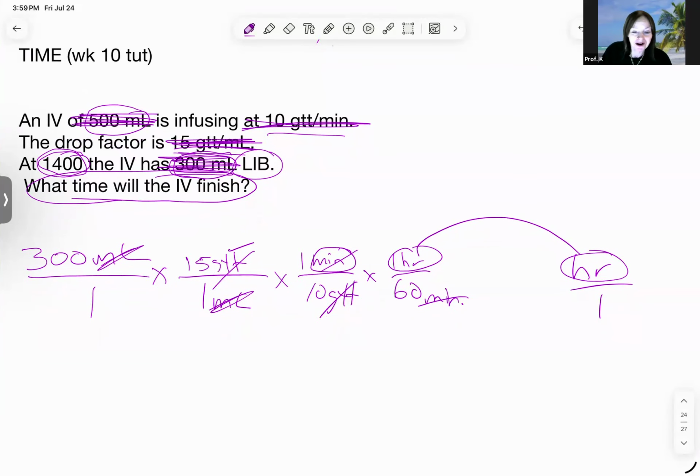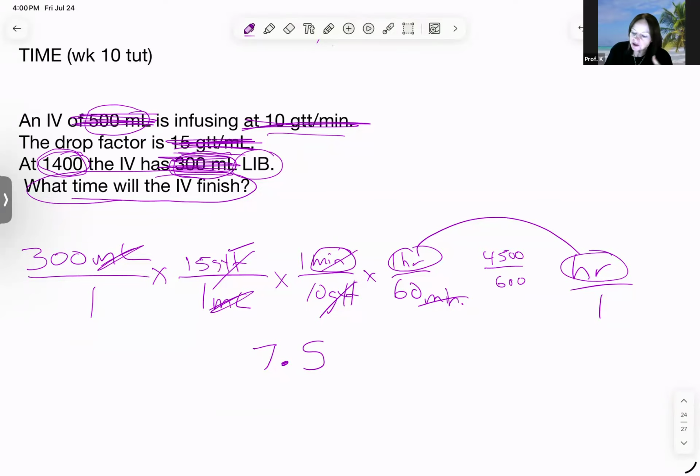All right. So now we have everything we need to solve for hour. When I do the math across the top, it'll give me 4,500 over 600. And when I divide, my calculator will give me 7.5. What the heck does that even mean?